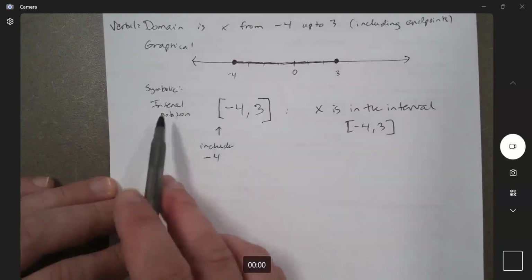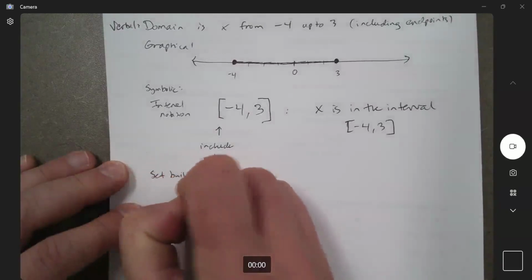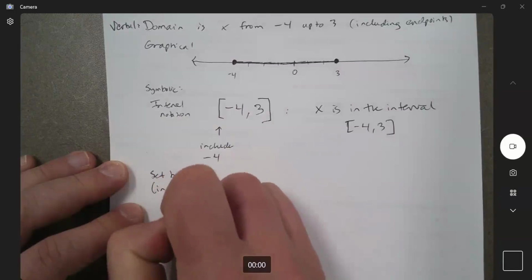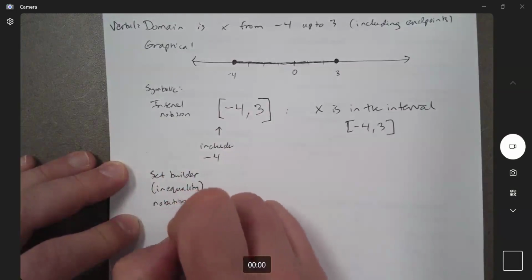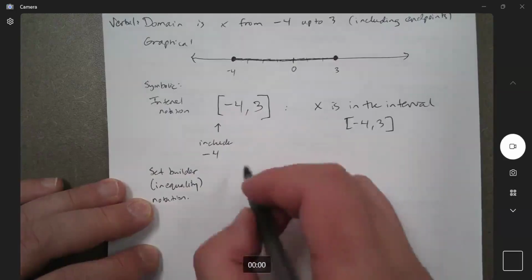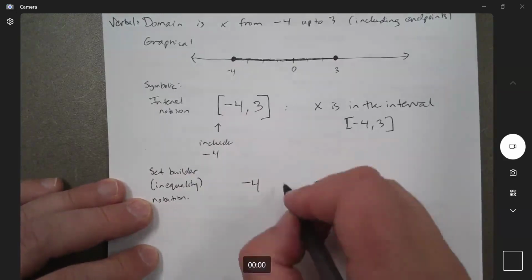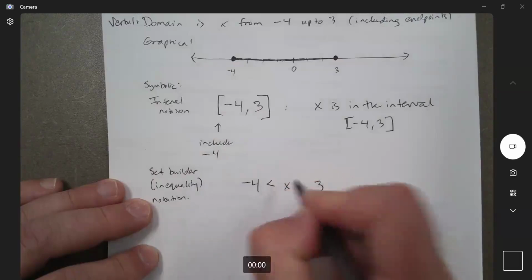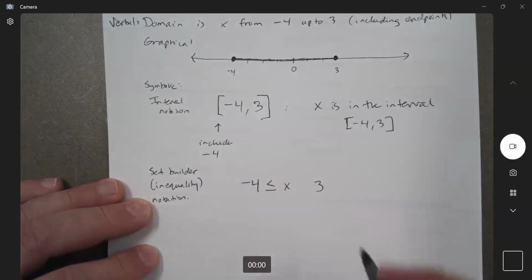The other type of symbolic notation is called set builder, but I call it inequality notation. And it's the same idea. You say, what's my smallest important point? -4. What's my biggest important point? 3. Everything between them is fine, so I stick x between them. And I see that x needs to be bigger than or equal to -4 and less than or equal to 3.